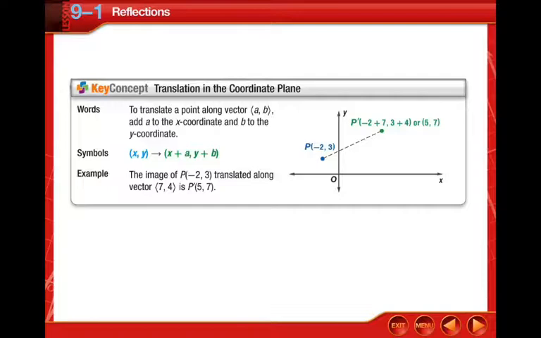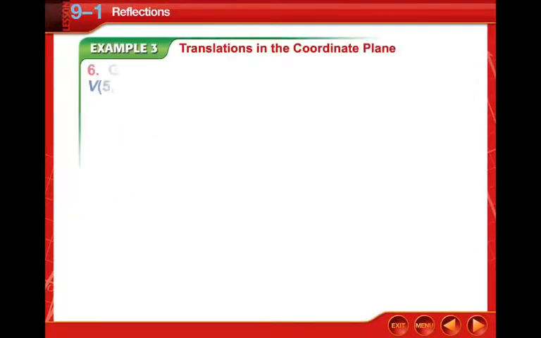So if the x and y coordinate for P is -2, 3, and your vector is 7, 4, you add 7 and -2 to get 5, you add 3 and 4, you get 7. It's that simple, just adding.